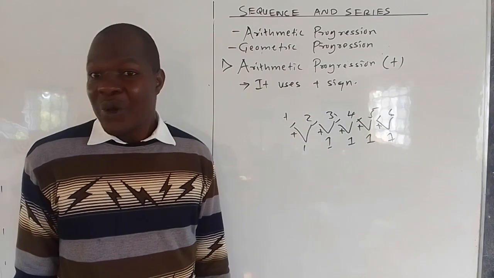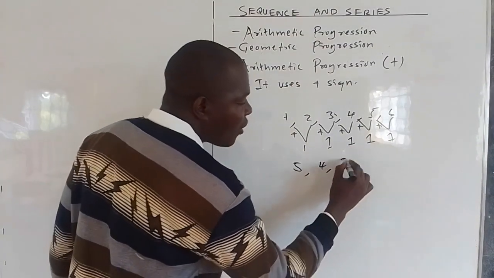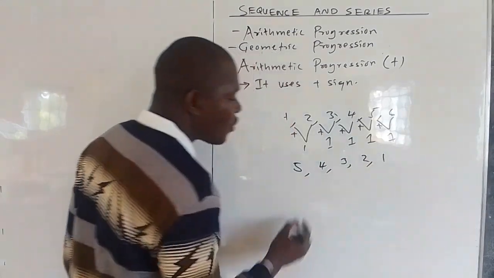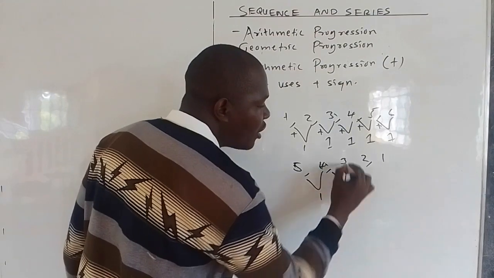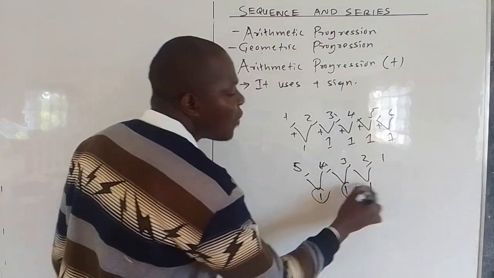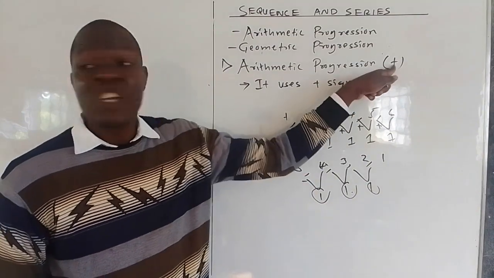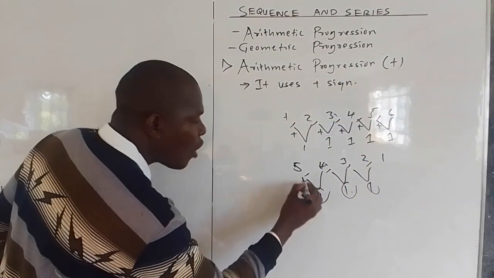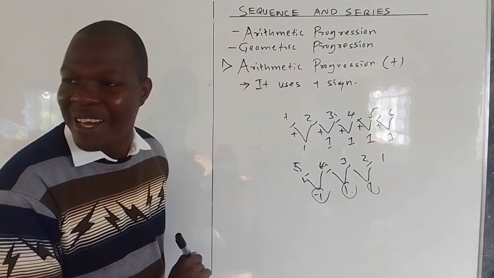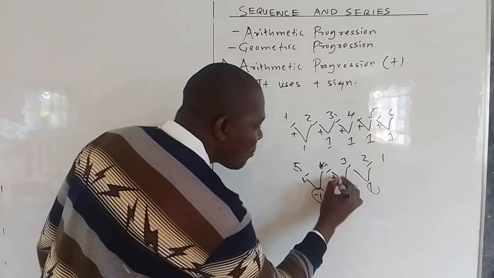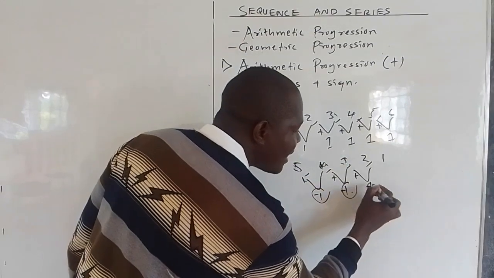Are we together? Now if you have another series like this, 5, 4, 3, 2, 1, you cannot come here and say 5 minus 1 is 4, 4 minus 1 is 3, because you are now using subtraction, are you seeing? This series does not use that. What do I add to 5 to get 4? Meaning 5 plus negative 1 gives me 4. Are you seeing what I'm talking about? Then 4 plus negative 1 gives me 3. Then 3 plus negative 1 gives me 2.